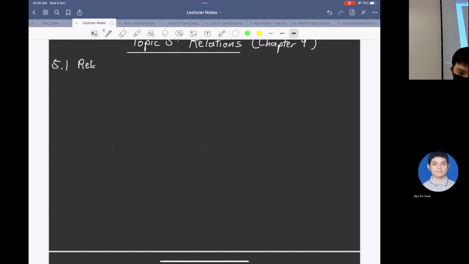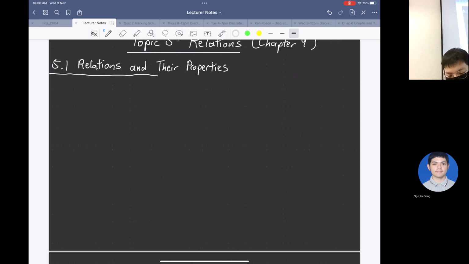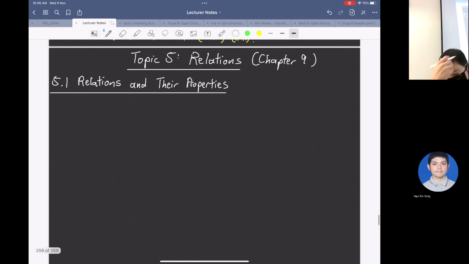Relations. I think we already talked about a brief idea of relation last time. When we talk about propositional logic, we want to relate different propositions. When we talk about set theory, we want to relate different sets. So what's the real definition here? Suppose we have two sets. A binary relation.